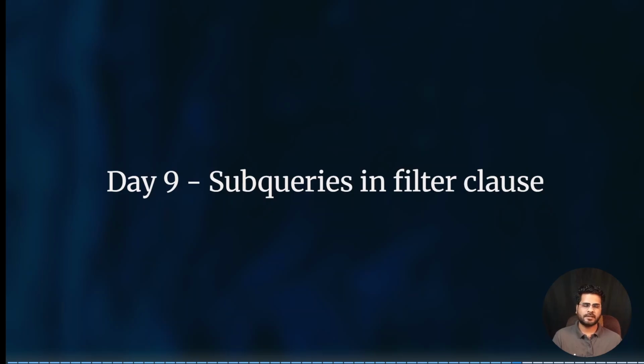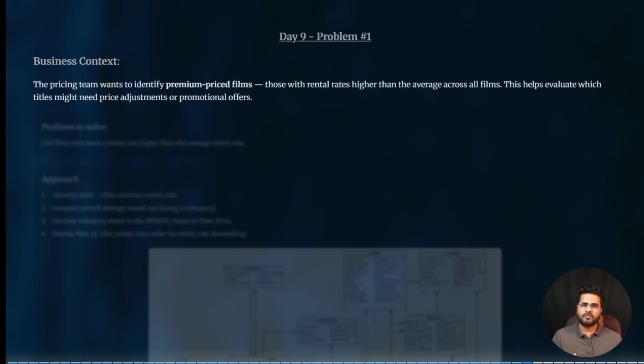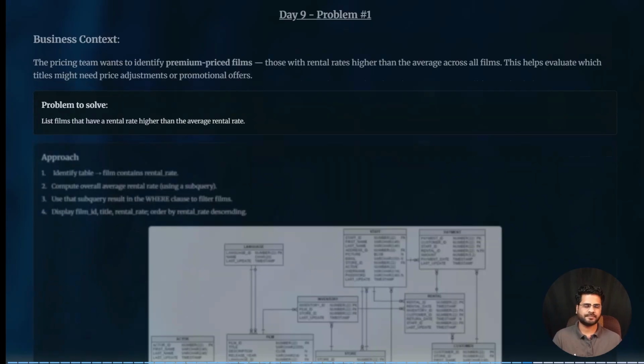Let us solve the first problem of the day. The business context for today's problem is that the pricing team wants to identify premium priced films, those with rental rates higher than the average across all films. This helps us evaluate which titles might need price adjustments or promotional offers. So the problem that we need to solve is to list films that have a rental rate higher than the average rental rate.